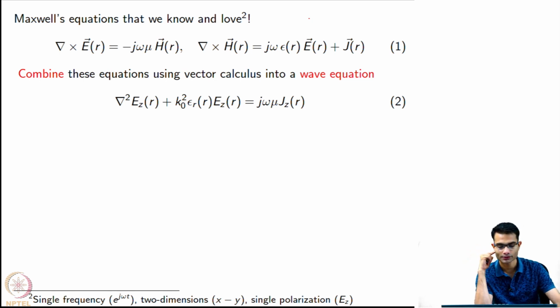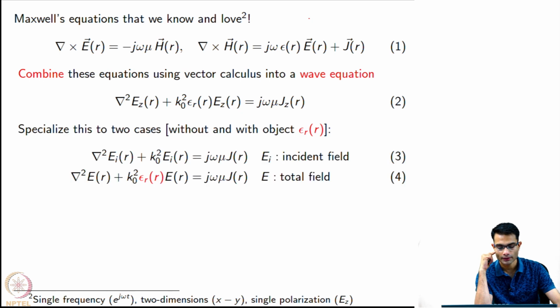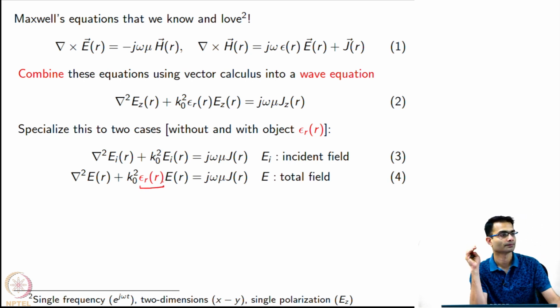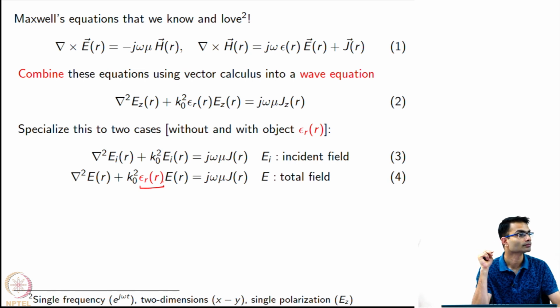We are familiar with all of this. Then we specialize this in two different cases, right, with object, without object. So with object is equation 4 and without object is equation 3. What is the difference between these two cases? The current source is there in both cases, with and without object. The only difference is the object's presence came to be known due to the permittivity term. That is the only difference, right. Any other difference you can think of? Of course, the electric fields are different, they had better be different.